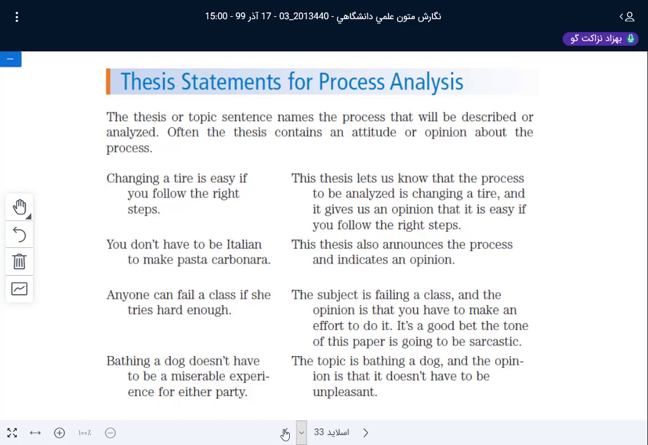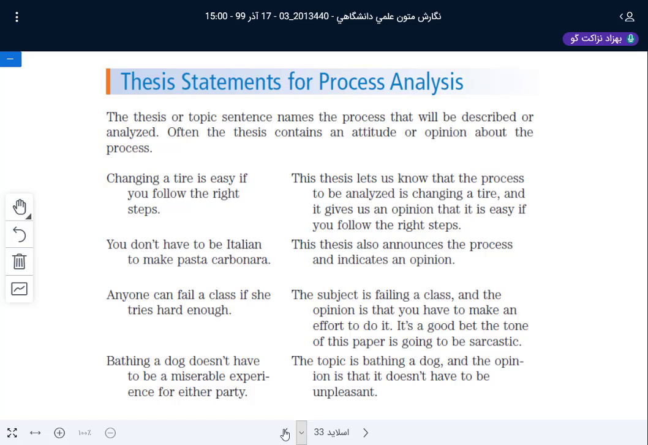This thesis lets you know that the process to be analyzed is changing a tire, and it gives you an opinion that it is easy if you follow the right steps. So changing a tire is easy if you follow the right steps. This is a very short but effective thesis statement. You don't have to be Italian to make pasta carbonara. Okay? This thesis also announces the process and indicates an opinion.